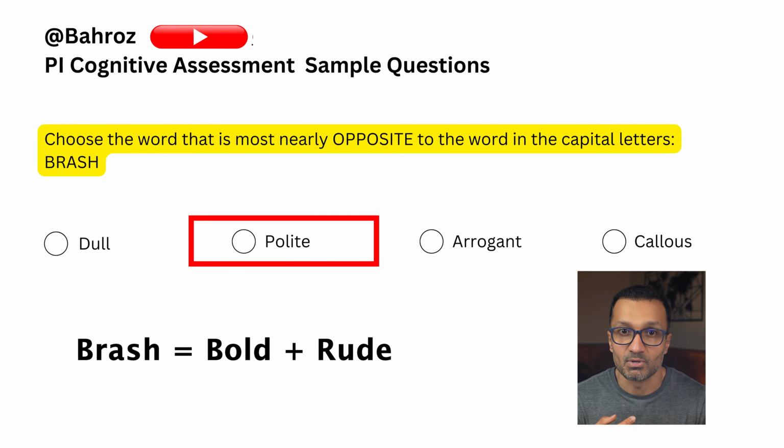Polite is the best choice because it directly contrasts with being brash. Politeness implies thoughtfulness and courtesy. Arrogant is similar to brash rather than opposite, and callous means emotionally insensitive, which is also not a direct opposite of brash. Hence, polite is our right answer.